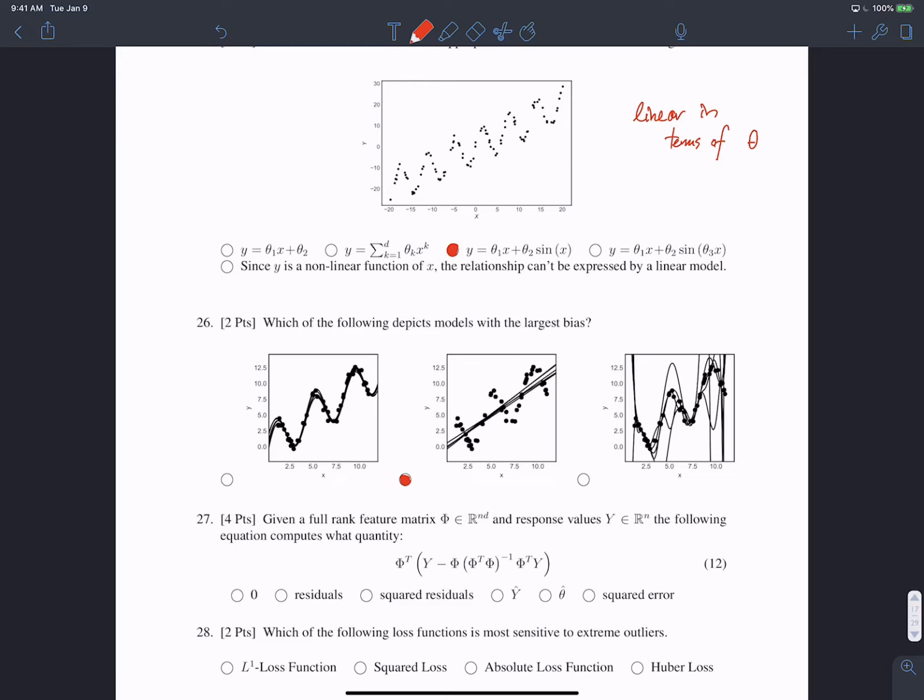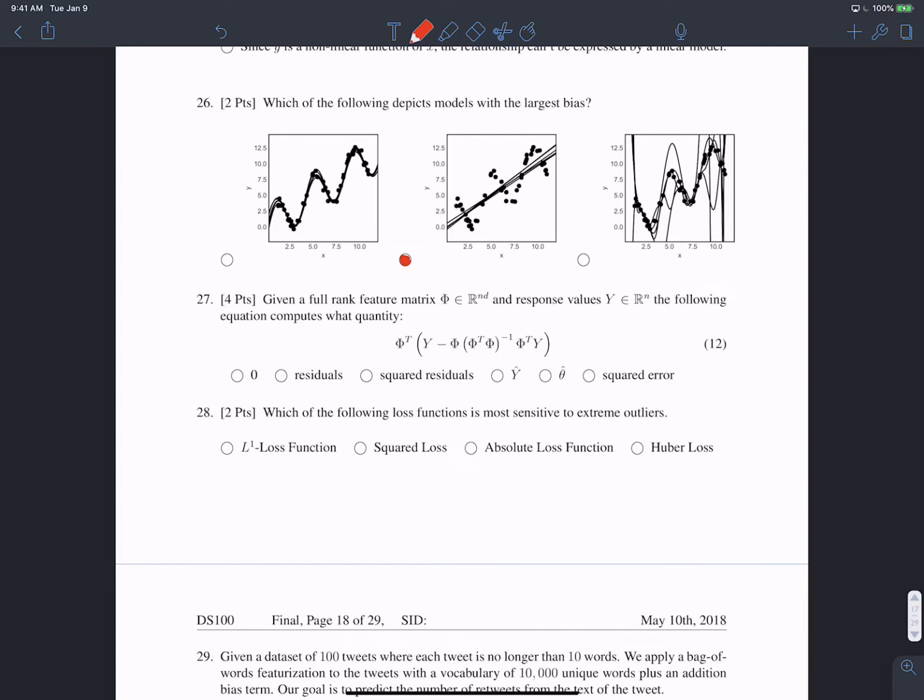Whereas for the middle one, we see that the model in the middle is less complex than both the first option and the third option, right? And we know that when we have a less complex model, we'll probably have larger bias but lower variance. So this sort of matches our intuition. So the correct option is the second one.